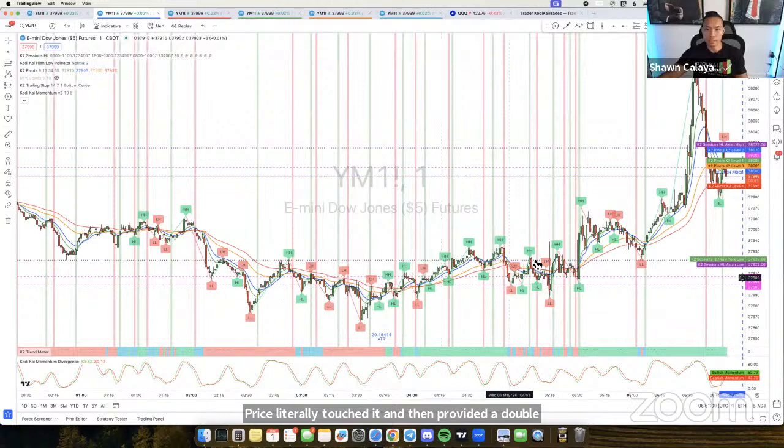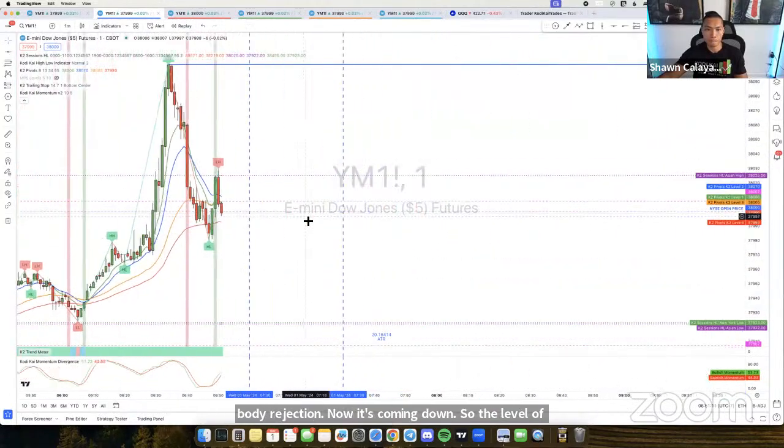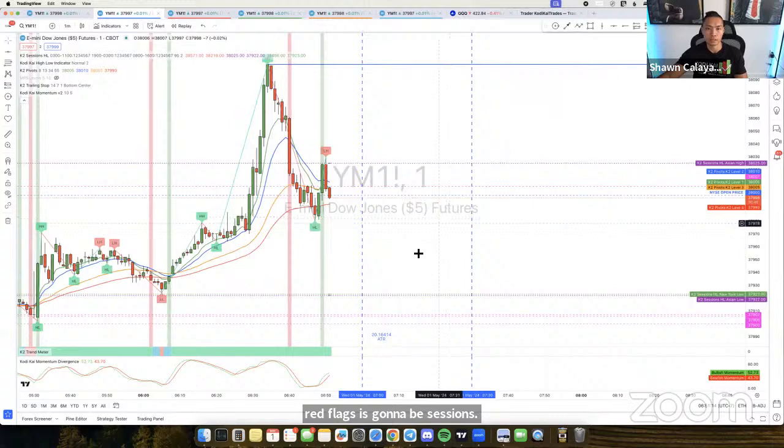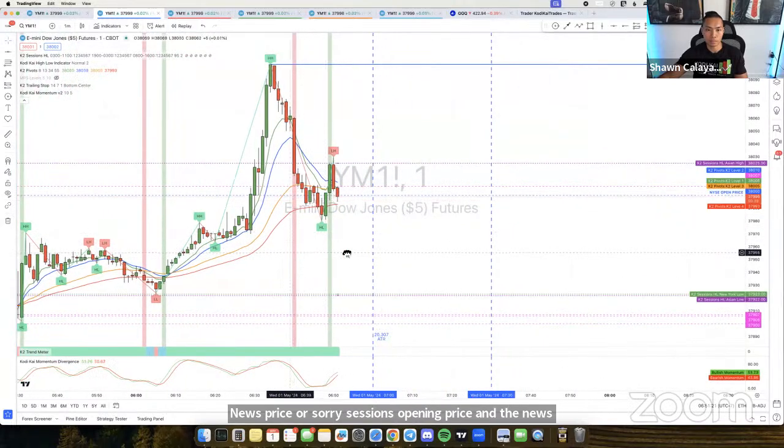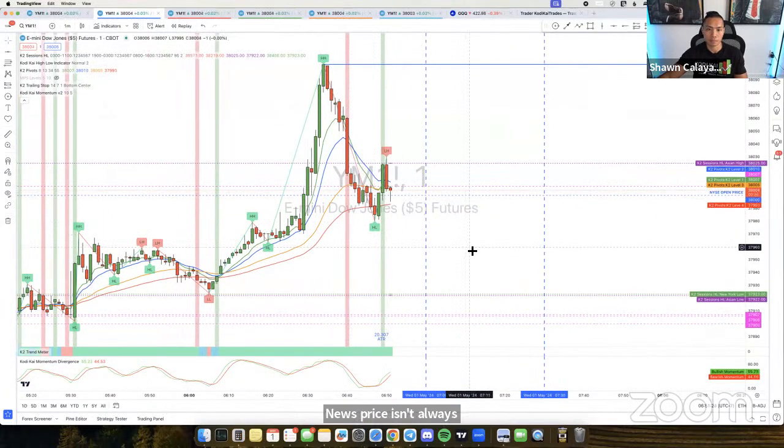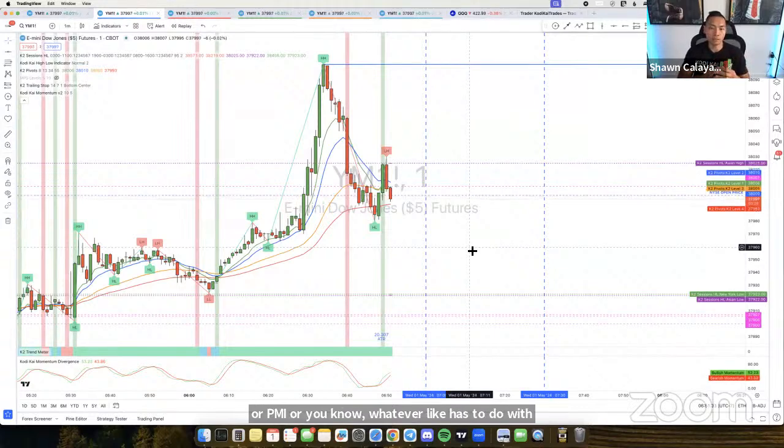The level of red flags is going to be sessions, opening price, and then news price. News price isn't always super important, it depends on the news. If it's NFP, inflation news, CPI, PMI, or whatever has to do with inflation, interest rates, or the economy directly, of course avoid those news prices. But small things like gas stock change don't really make a big difference. JOLTS job openings matter a little bit, because it does affect NFP.